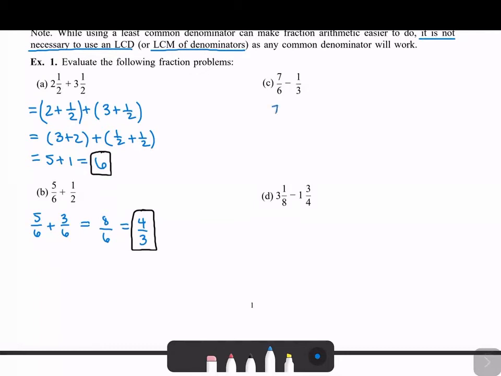So we can rewrite this as 7/6 minus 2/6. Again, the operation occurs in the numerator part. So 7 minus 2 is 5/6. And that is our answer. So there we have 5/6.